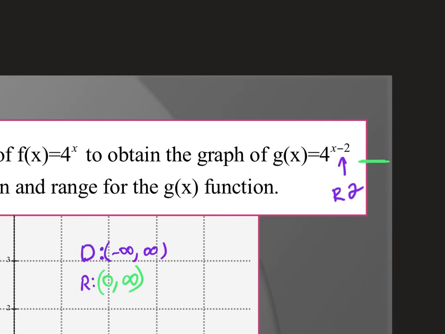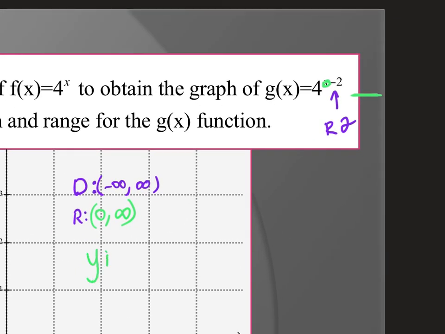How would I find the y-intercept? Plug in 0, right? So I plug in 0 here, and it's not going to cross. Where is it going to cross? If I said, what's the y-intercept? You guys would tell me the y-intercept is at, what's 4 to the negative 2 power? 1 over 16. Good. Very good.